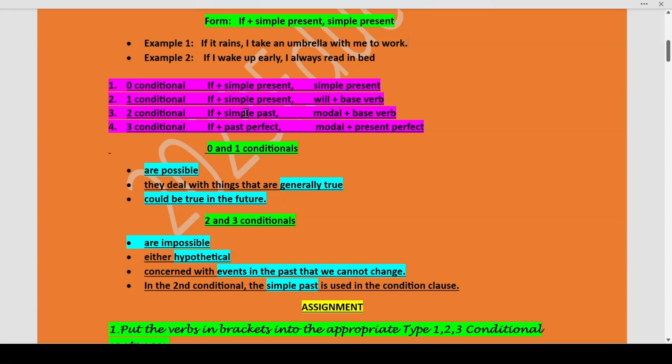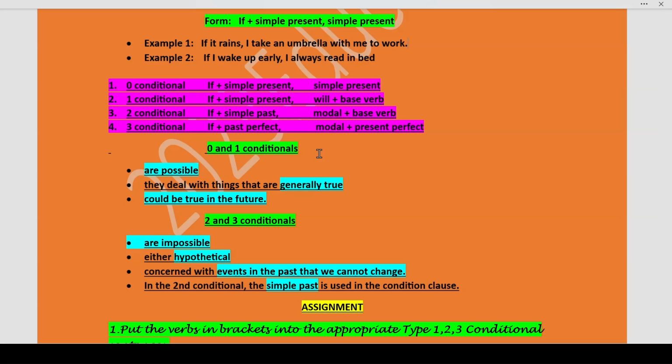Second conditional, if plus simple past. If the clause is talking about something in the simple past, it will be followed by a clause which has a modal verb plus the base form of the verb. Third conditional is if plus past perfect. Then it will be followed by modal plus present perfect tense of the verb. Now, let us understand what are 0 and 1 type conditionals and what are type 2 and type 3 conditionals. 0 and 1 conditionals, students, are those situations which are possible.